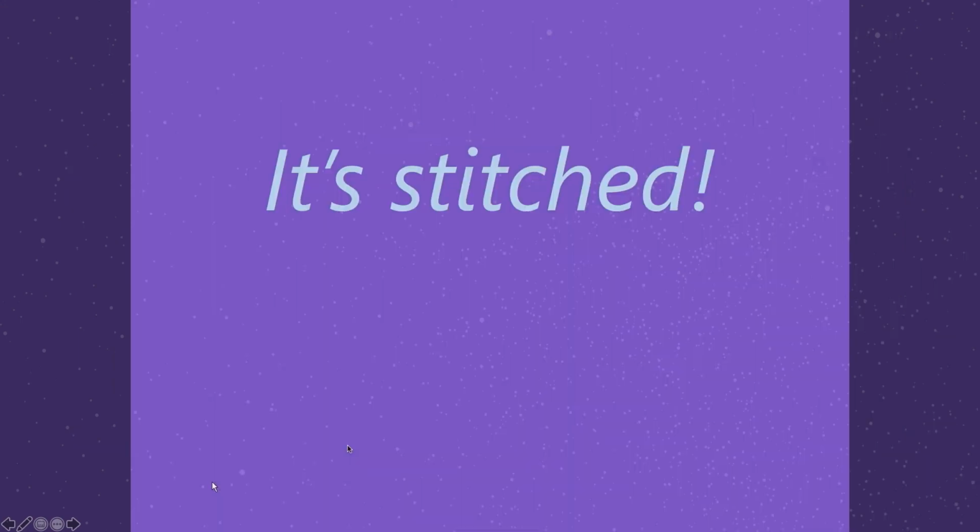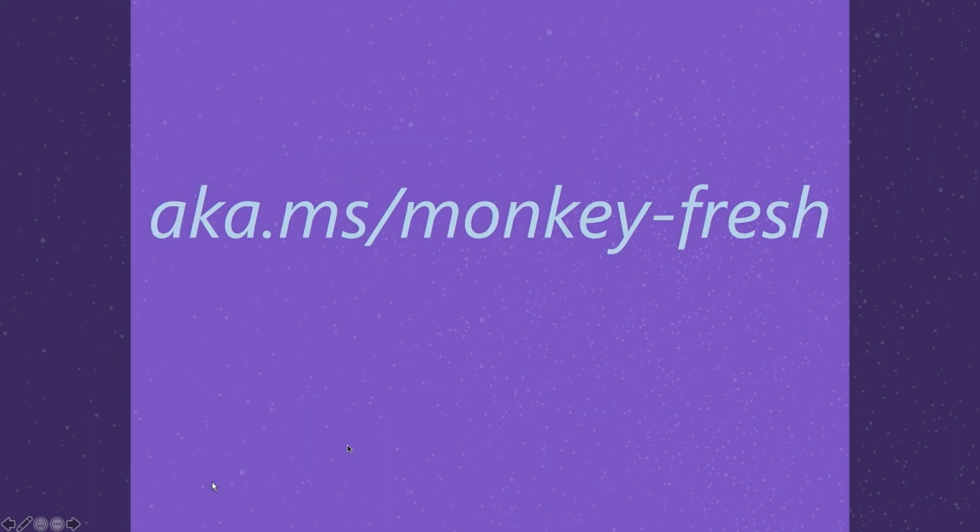Nice. All right, it's stitched. We went and we stitched a bunch of different things together. CDN, storage, Cosmos, Functions, Azure AD, B2C, Key Vault. That's a lot in like 25 minutes.